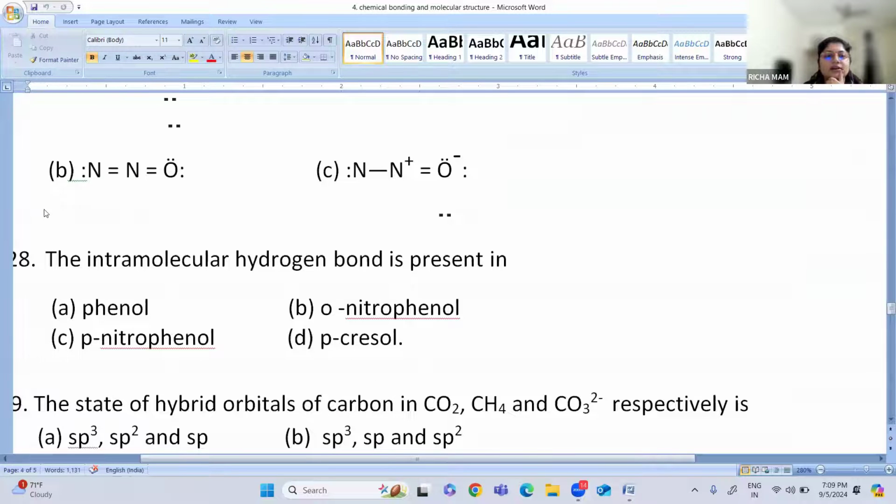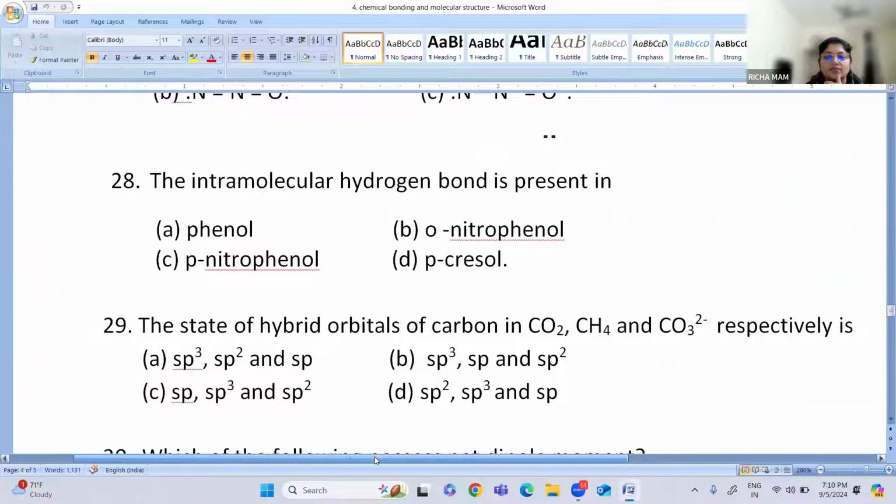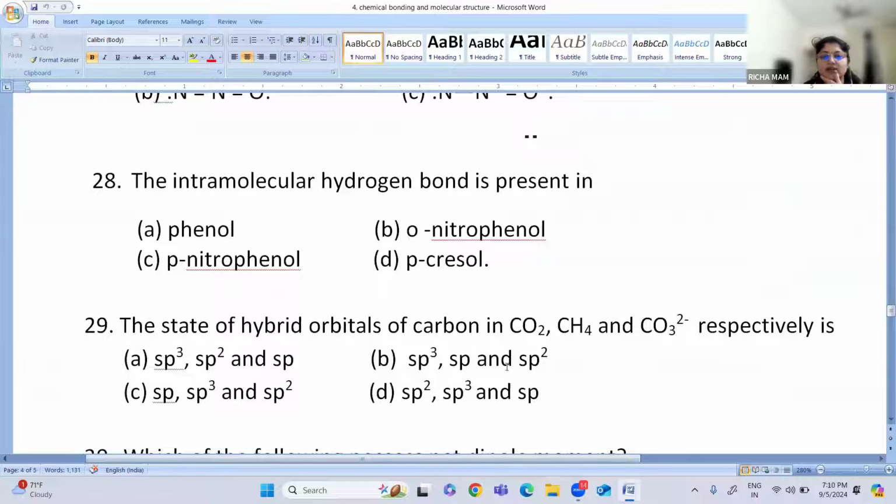Next, the intramolecular hydrogen bond is present in A phenol, B O-nitrophenol, C paranitrophenol, and D paracresol.